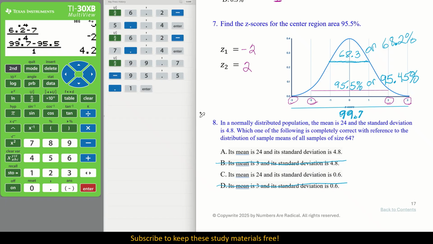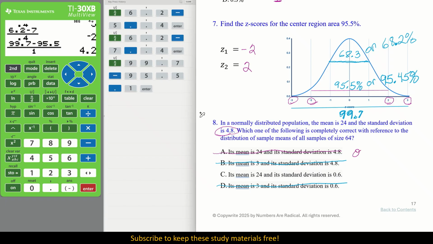Okay. Well, that being said, you already know this is your standard deviation that's given. You already know that A is not going to be an option. Remember, the mean is always the same. It's the standard deviation that changes. So what is it going to change to?